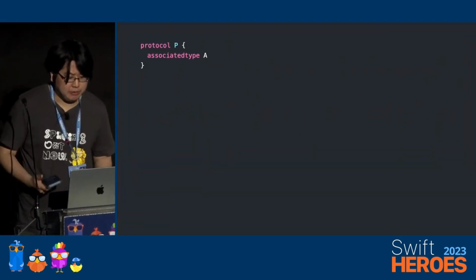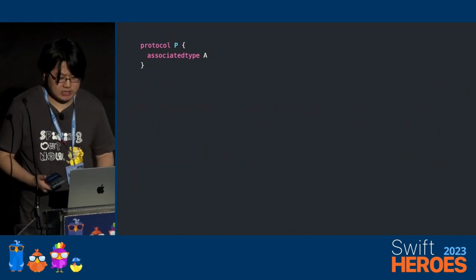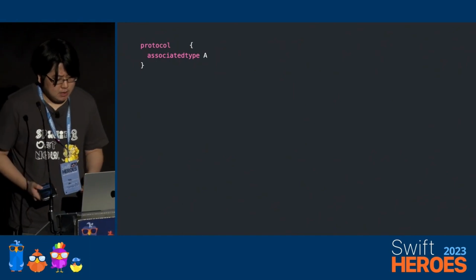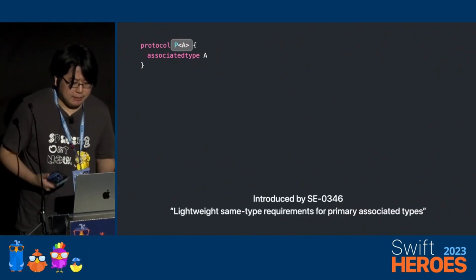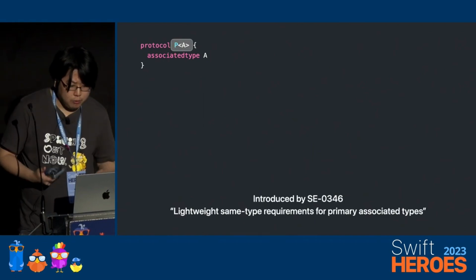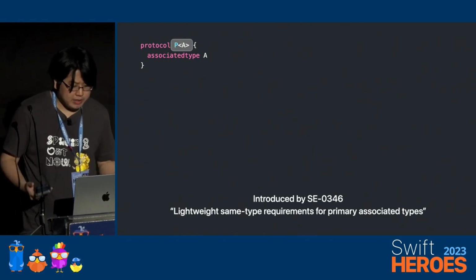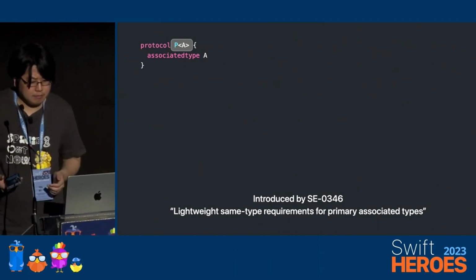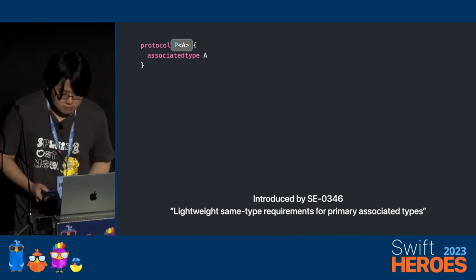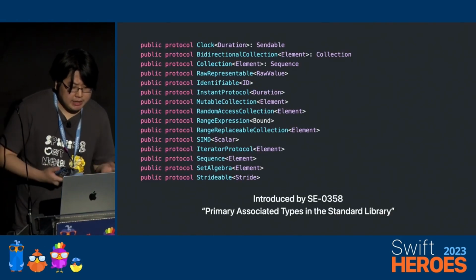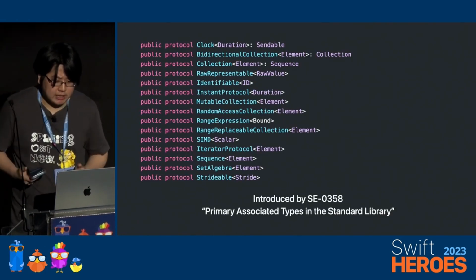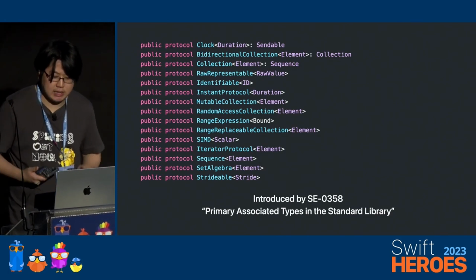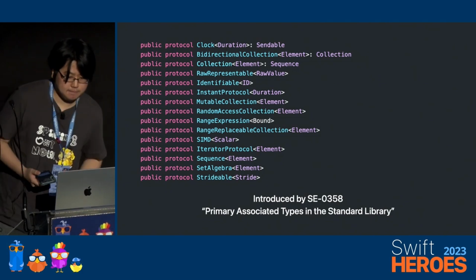Let me introduce an additional evolution. This protocol P has an associated type named A as in the previous source code. Now, we can use the new feature named primary associated types for a protocol with an associated type. You can write the type parameter in the protocol statement to represent the associated type, but how can we use it? Primary associated types were introduced to the Swift standard API, and let's take a look at how to use them with the Collection protocol as an example of a primary associated type.